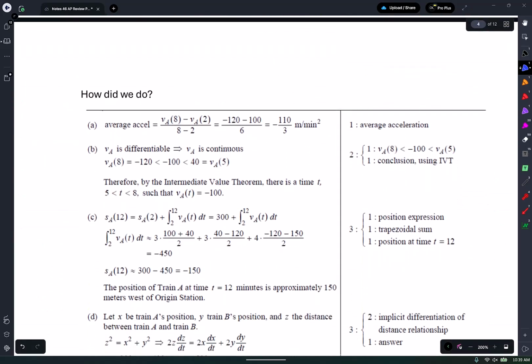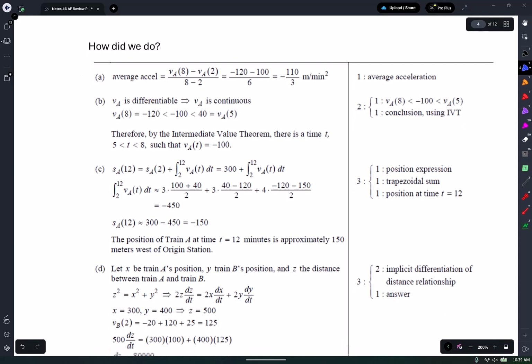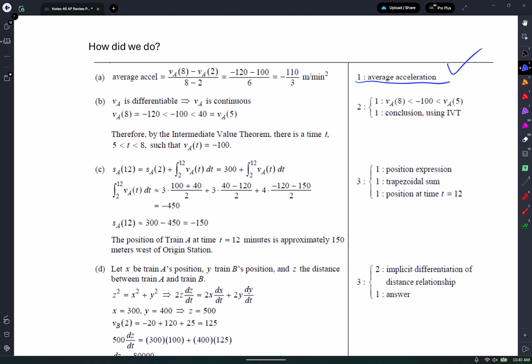All right, here's a rubric. I have not looked at it. Obviously, I cut and pasted it, but I have not analyzed it. Did we get letter A? Yes. Look at letter B. They put V of A is differentiable, therefore it is continuous. Therefore, by intermediate value theorem, there is time t between 5 and 8 such that V of A of t is negative 100. I like it, but I like ours better. We got 2 points.